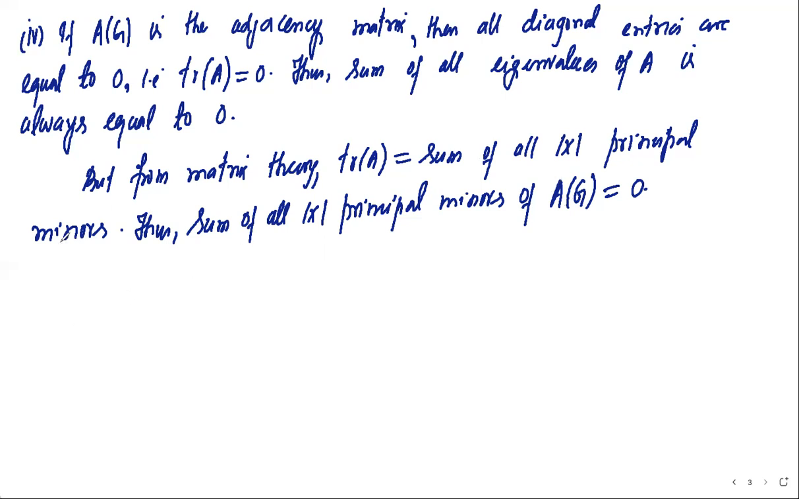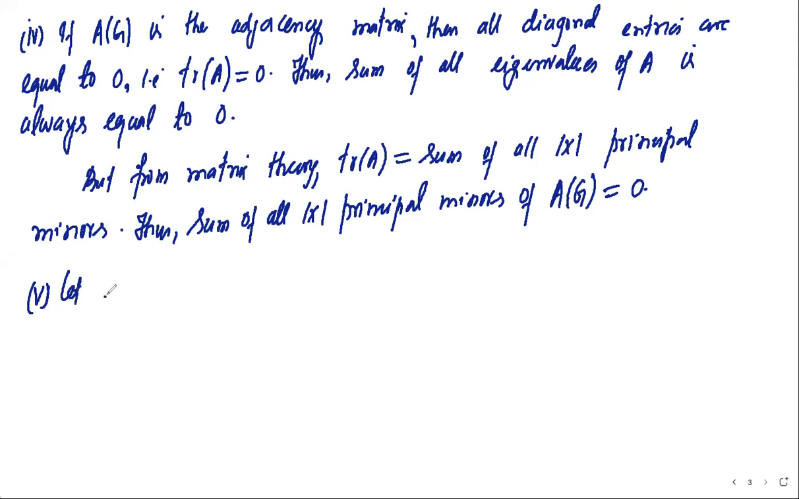Now let's look at the sum of all 2 cross 2 principal minors. In an adjacency matrix, if we take any 2 rows or any 2 columns, since every row corresponds to some vertex and every column also corresponds to some vertex, if we choose any 2 rows, then those 2 rows will correspond to 2 vertices. So let's make this our observation number 5.